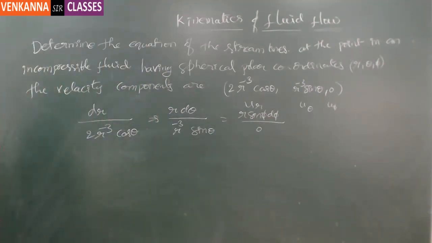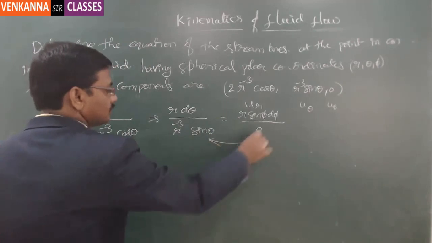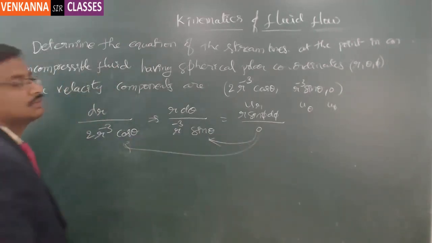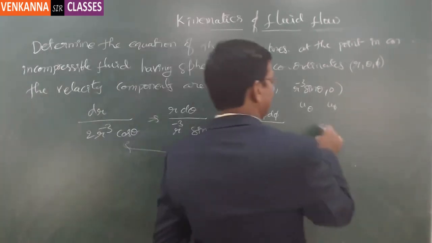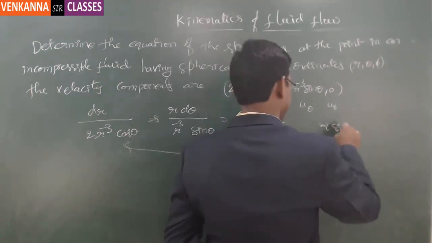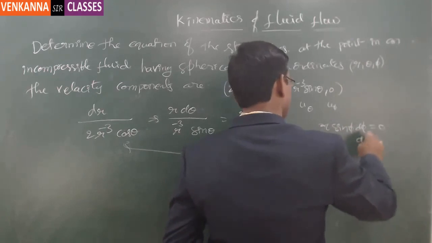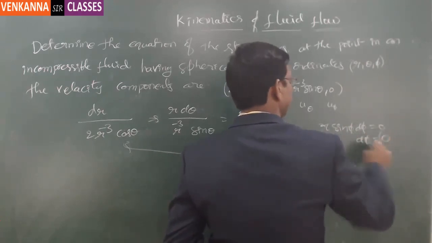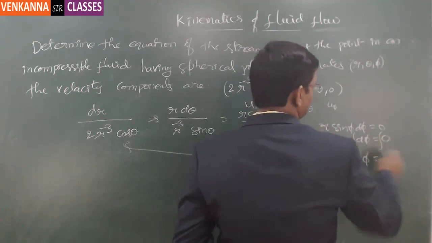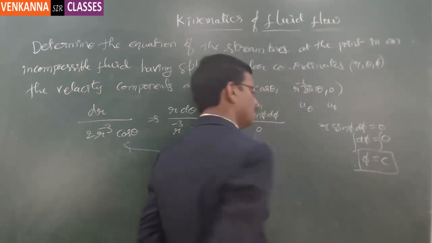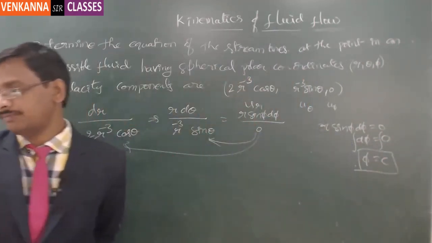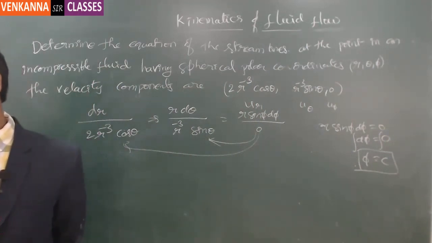Now, if these are the equations of the streamlines, then taking the last one, r sin theta d phi divided by 0, we get d phi equal to 0. If d phi equal to 0, then phi equal to constant is the equation of these streamlines in one plane. That means that angle is constant.